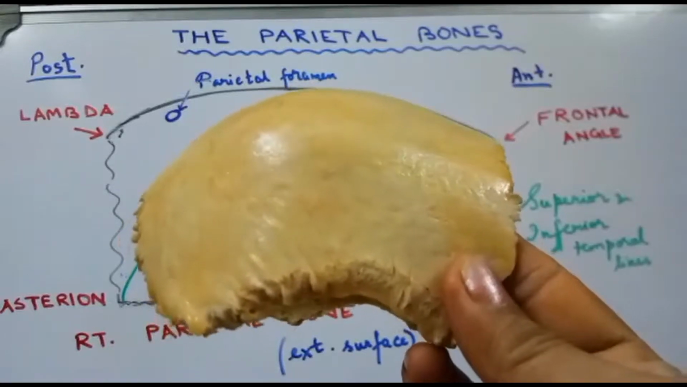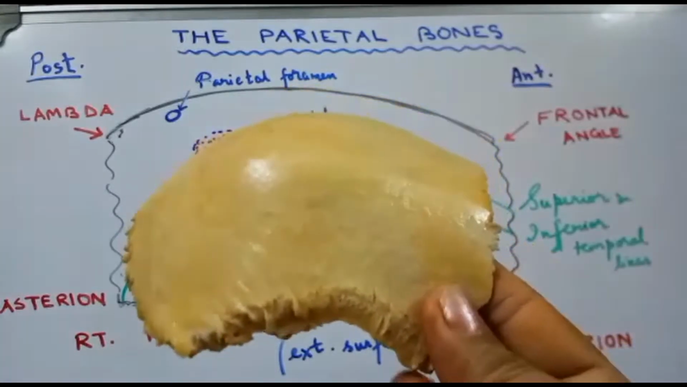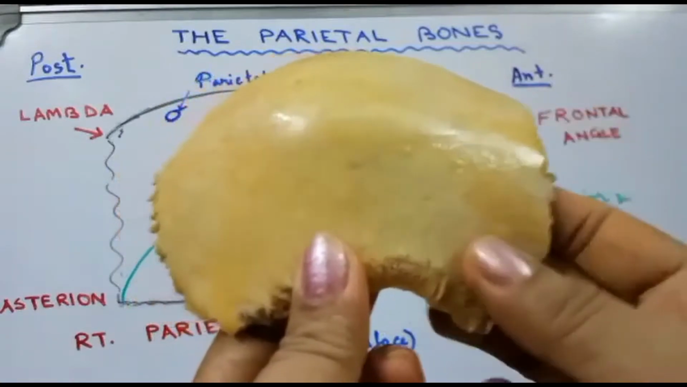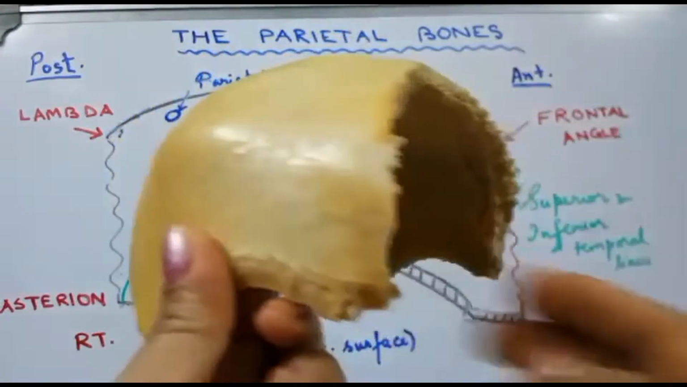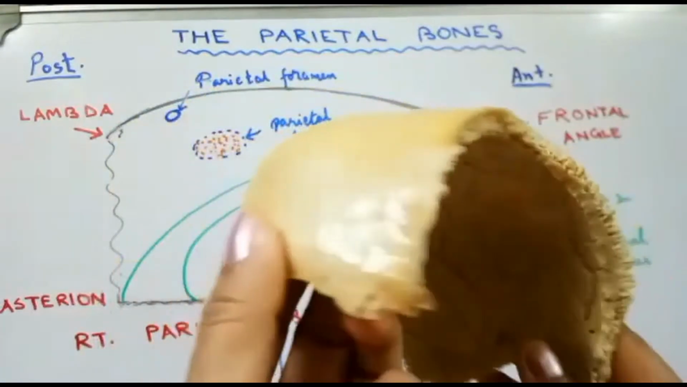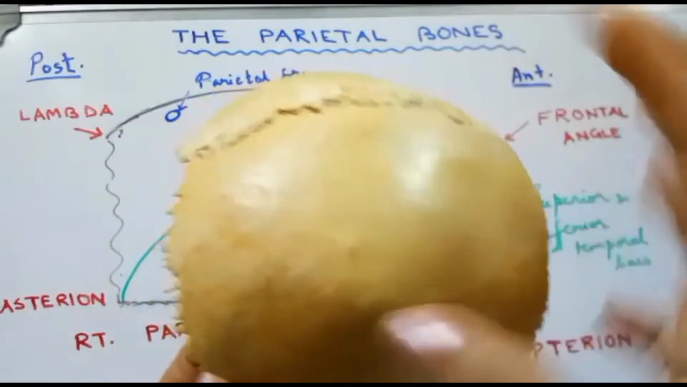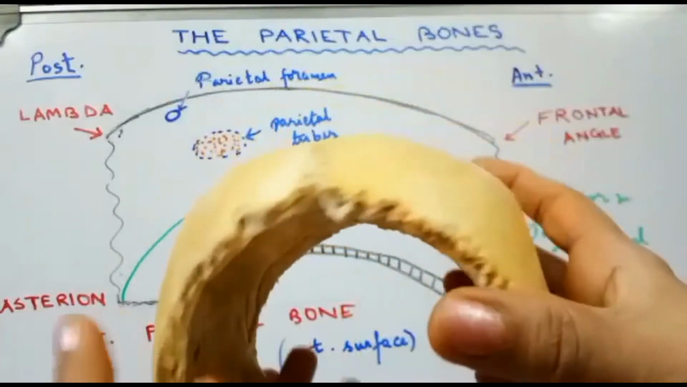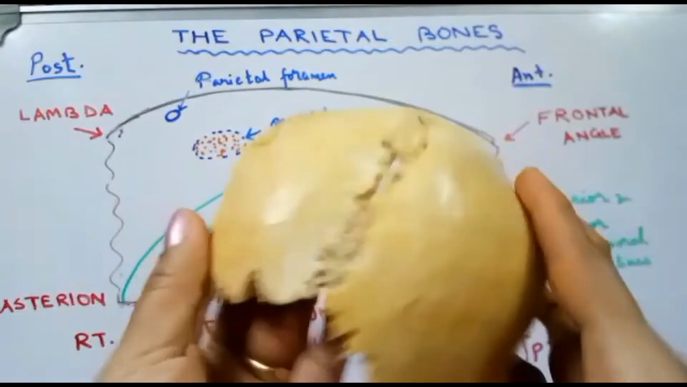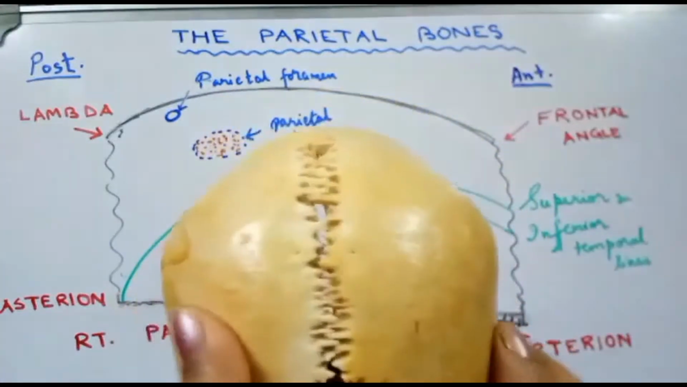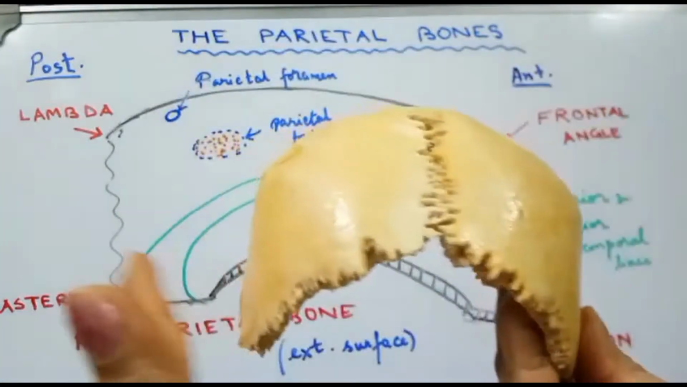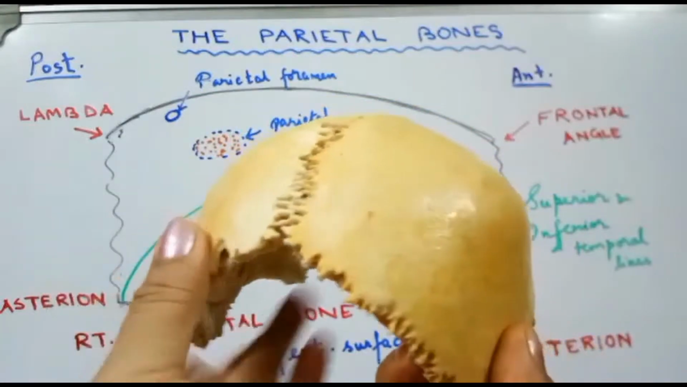Today our topic of discussion is the parietal bone. This is anterior, this is posterior. Now these parietal bones, as you can see, are curved, flat, quadrilateral shaped bones. These parietal bones are paired bones. It forms a part of the roof and the side of the skull.